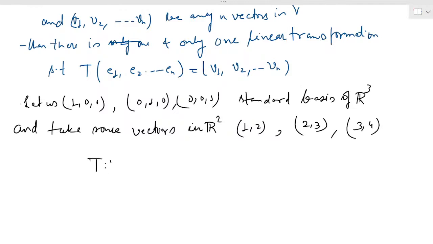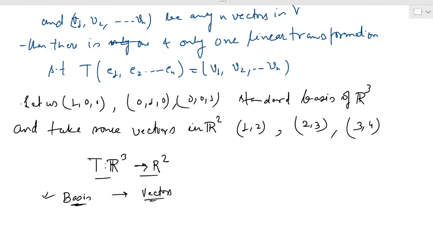And let us try to obtain a linear transformation connecting the basis to vectors, and let us see whether this image is unique or not. So I'm going to put the basis here, and here I'm going to seek the vectors. Are you getting my point?